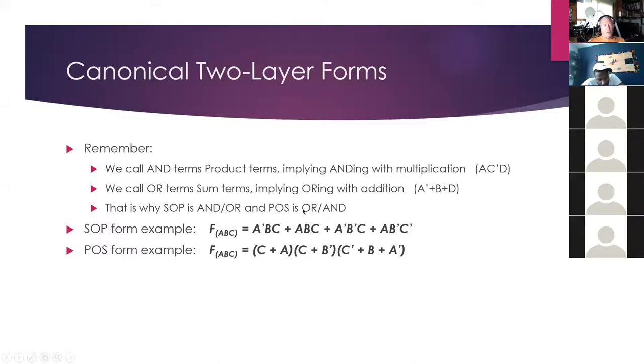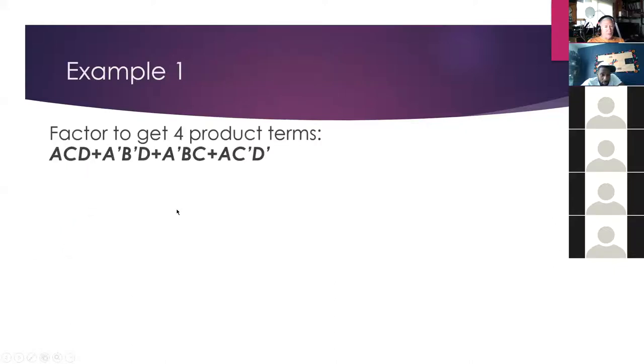And the POS form has a layer of input OR gates and a single output AND gate, just like this. Okay, let's do an example.